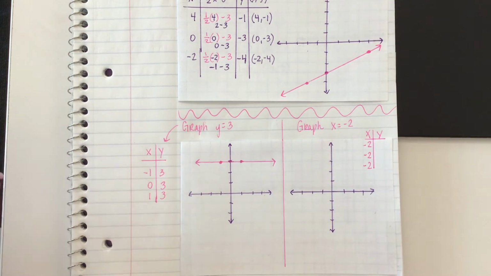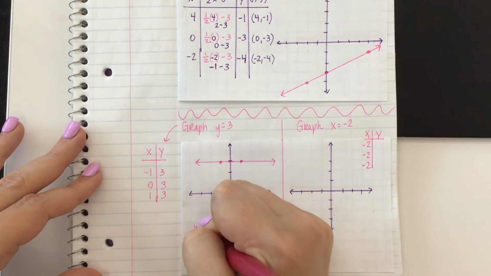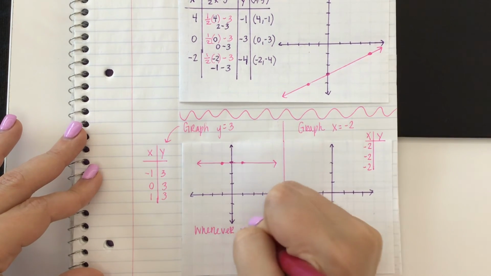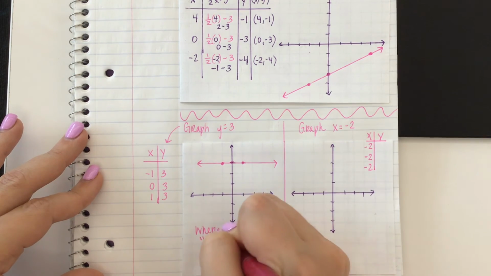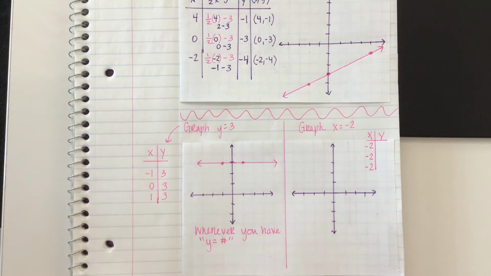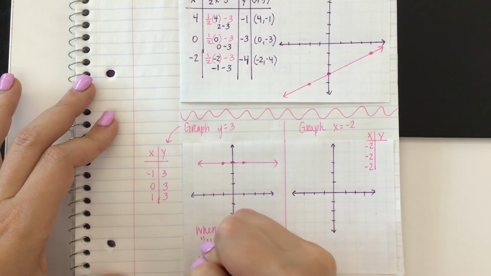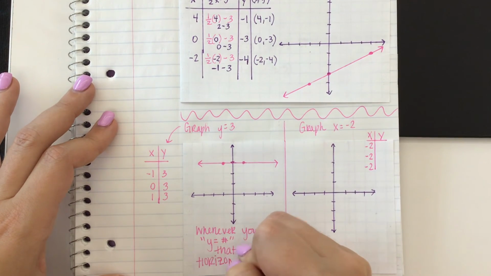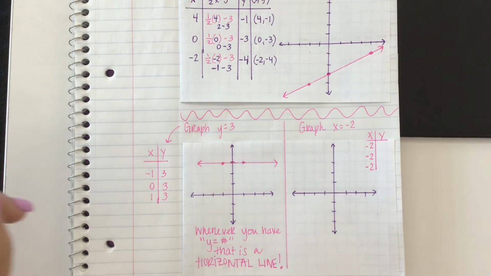And something to write, just kind of a hint to remember. Whenever you have y equals a number, that is the sign for number. That is not a hashtag, people. Whenever you have y equals a number, that is a horizontal line. Okay, that's your hint. Whenever you have y equals a number, that is a horizontal line.